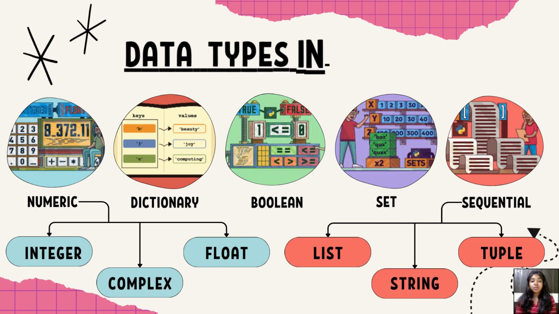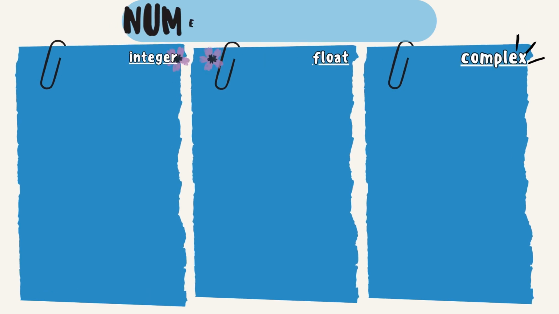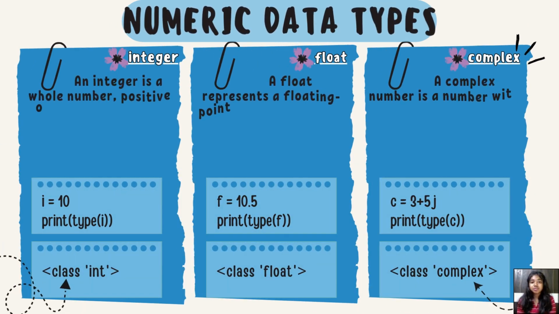Now let's explore the different data types in Python. The data types include numeric, dictionary, boolean, sets, and sequential. Numeric data types consist of integer, float, and complex. Meanwhile, sequential data types are divided into list, tuple, and string. Let's go through numeric data types first.